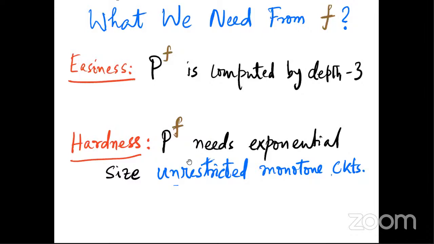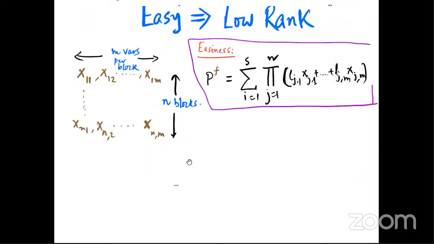So I have still not come to the log rank thing, and I want to show you that. Now, what is it that we need from our Boolean function f? At one end, we need this Boolean function to be such that the polynomial induced by this Boolean function is computable efficiently by depth 3 circuits. And the competing requirement is that it should still need exponential size to be computed by unrestricted monotone circuits.